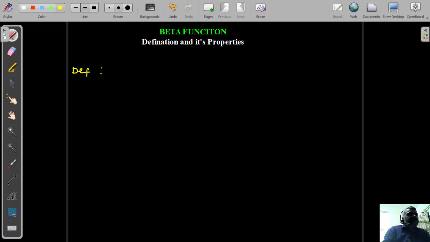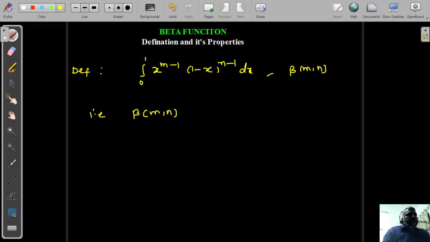The definite integral of the form integral 0 to 1 x power m minus 1 times 1 minus x power n minus 1 dx is called a beta function. It is denoted by the symbol beta of m comma n, read as beta of m comma n. That is, we can denote beta of m comma n equal to integral x equal to 0 to 1 x power m minus 1 times 1 minus x power n minus 1 dx. This is called the beta function definition.